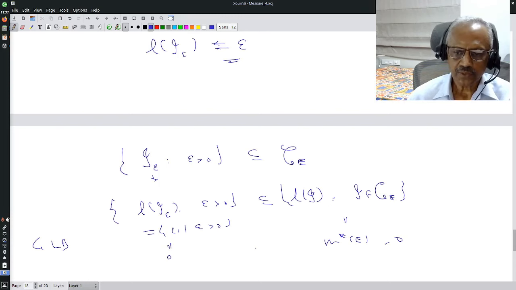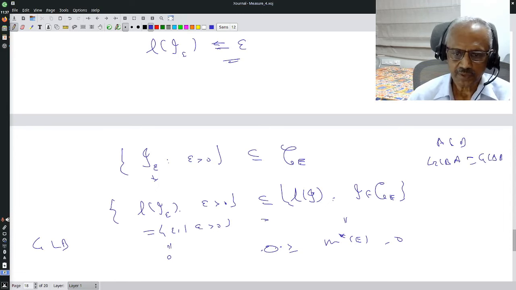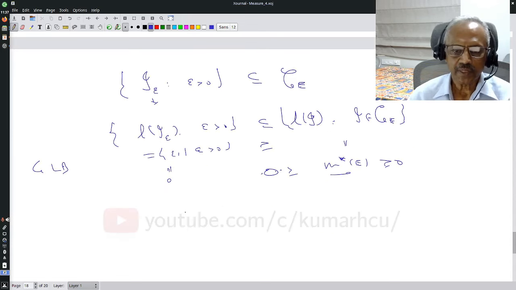Therefore, what I have shown is 0 is greater than or equal to, because this is a subset. Remember, if A is a subset of B, GLB of A is greater than or equal to GLB of B. Therefore, 0 is greater than or equal to M star of E, which is greater than or equal to 0. Therefore, what have I concluded? M star of E is 0.